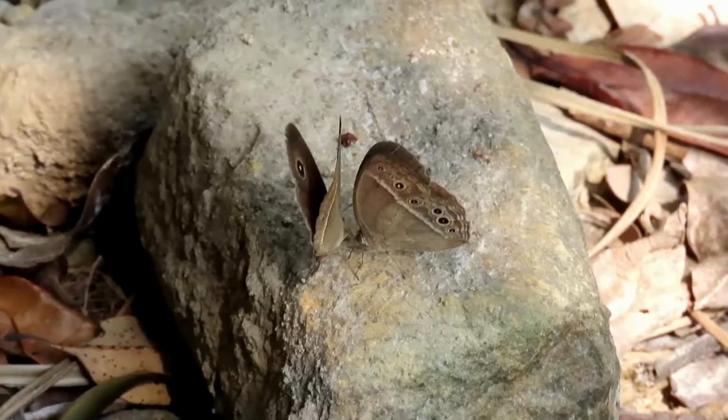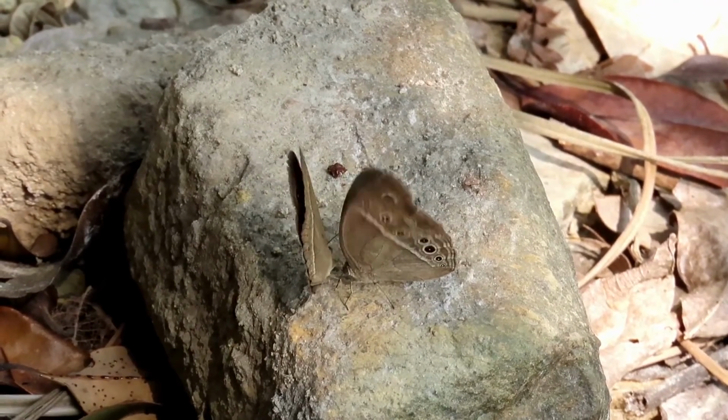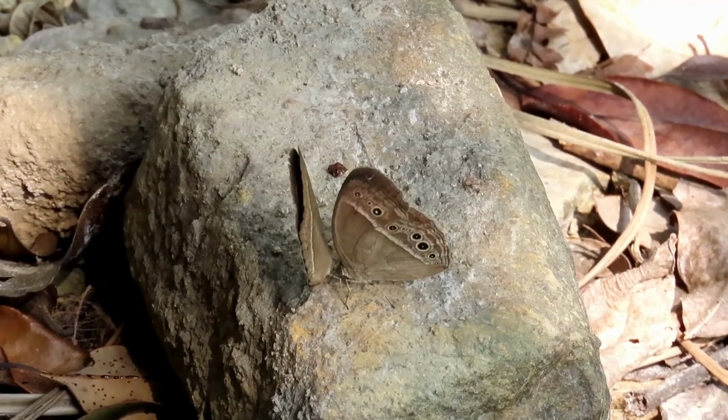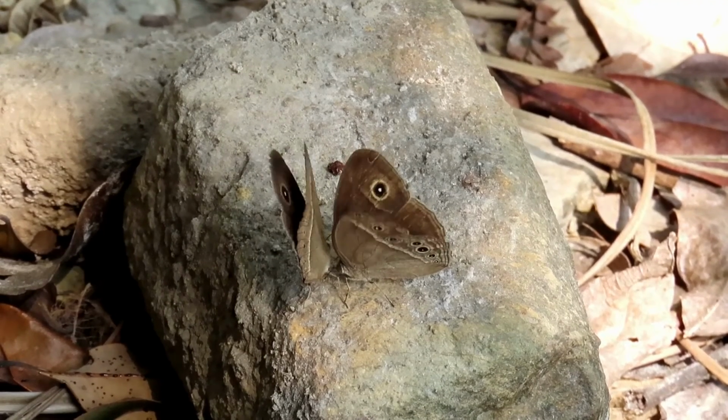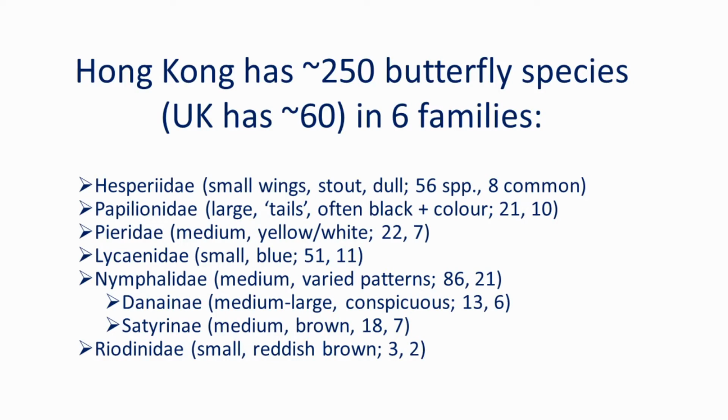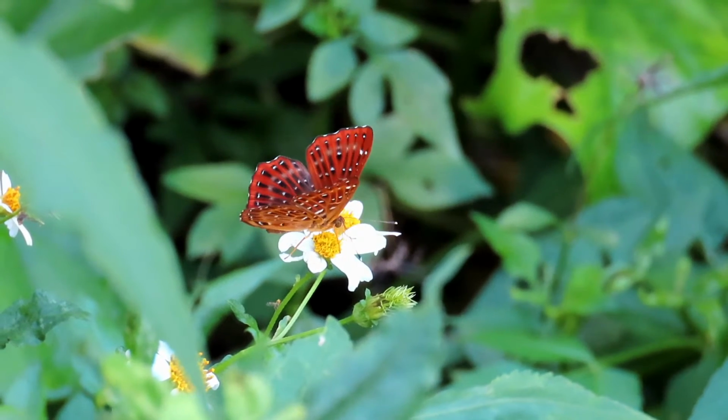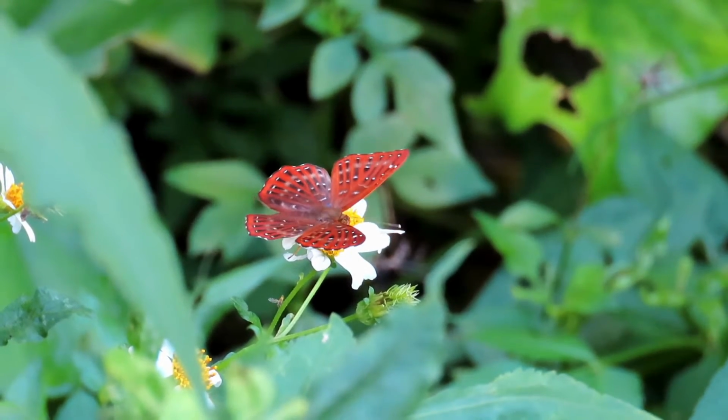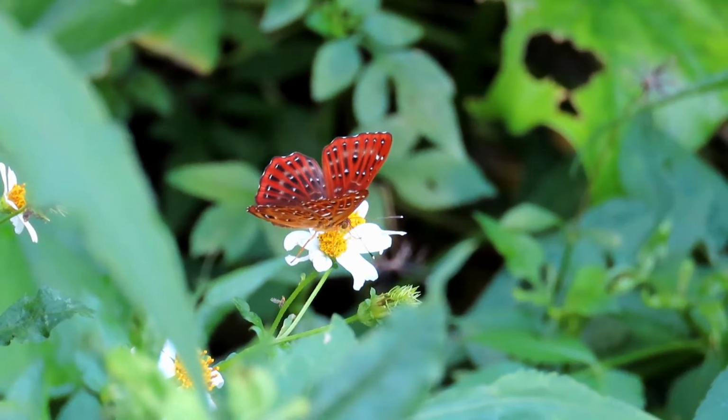And then the last subfamily are the Satyrini. This is Mycalesis minius. You'll learn more from Fung's research on Mycalesis. The last family we have in Hong Kong are the Riodinids, the Riodinidae, which are, there are only three species. There are only two that are common. They're small and reddish. This is Abisara phlegis, which is a common species, which you're very likely to see.